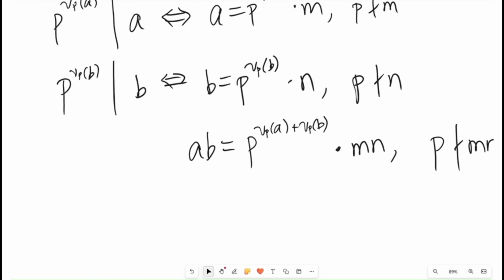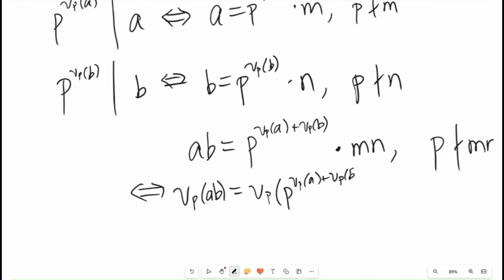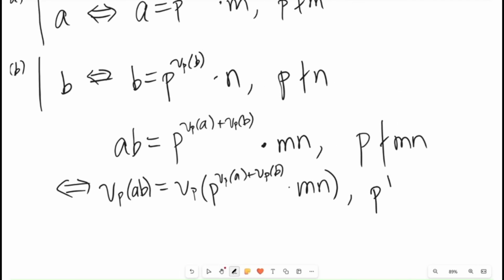And so now we just take the P-adic valuation on both sides. So it becomes Vp of AB, and then the right-hand side is just Vp of p to the power of Vp of A plus Vp of B, and then times m n. And then again, since p does not divide m times n, this part over here does not contribute anything to the power of p in this expression. So therefore, we can just remove it completely. So all we're looking at is p to the power of Vp of A plus Vp of B.